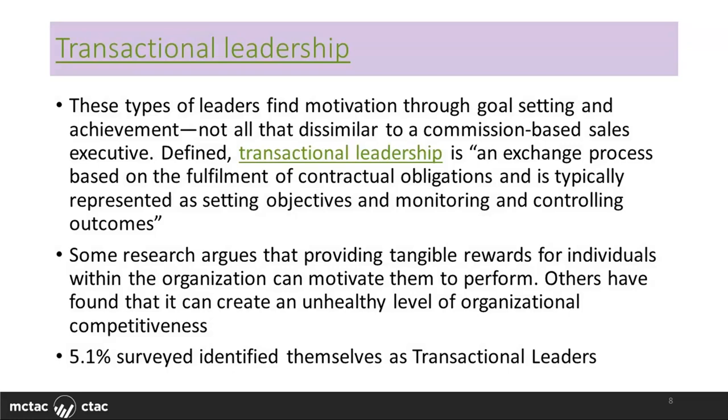And we know that some of the limitations, of course, have to do with finance and budget, but there also could be union issues that impact that and other personnel issues that will impact that as well. But it is something that 5.1% surveyed identify themselves as these types of transactional leaders. Okay, next.